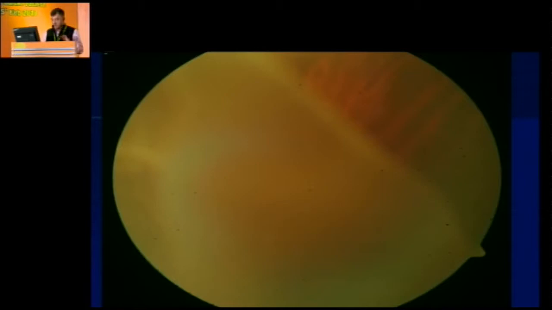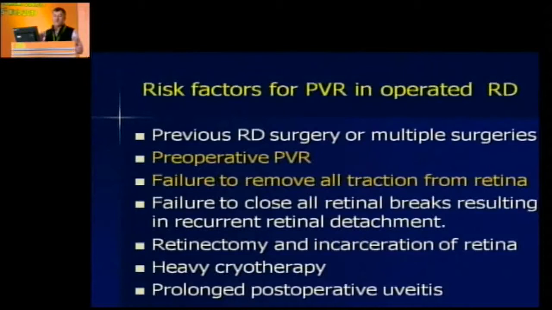So what are the risk factors in an operated eye? That is what we are interested in. Can we take care of that? Previous RD surgery, especially multiple surgeries. So if you have a preoperative PVR already, then there are chances, because it was an old detachment, patient came late, which is not uncommon in our country. And failure to remove all tractions from the retina. This is the biggest cause. You need to, whatever way, go for that hyaloid.